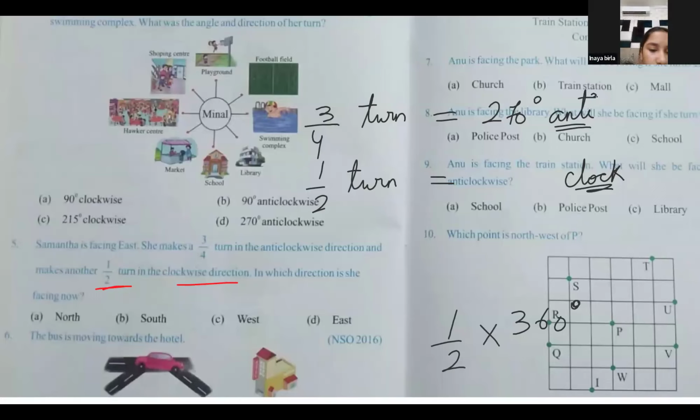Ma'am, do I have to do 1/2 also? See, 1 by 2 means half only. 1 by 2 of 360 means that we are doing half of 360. You can see it that way, that we are multiplying 1 by 2 with 360. It means that only, that we are doing half of 360.